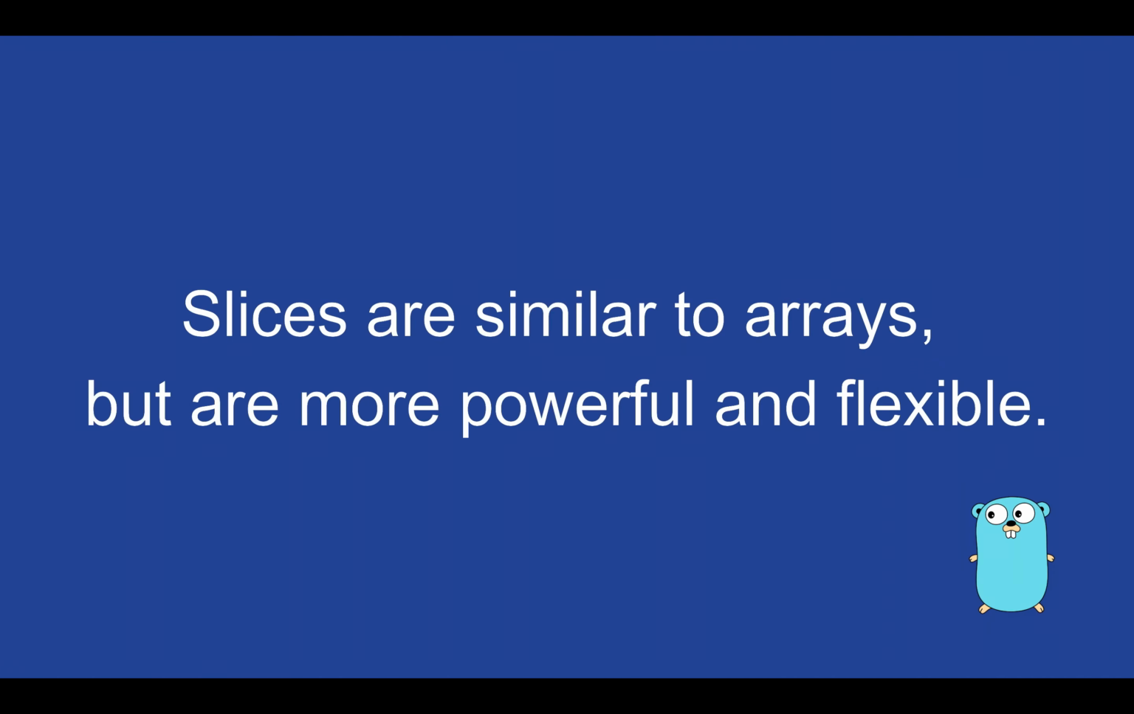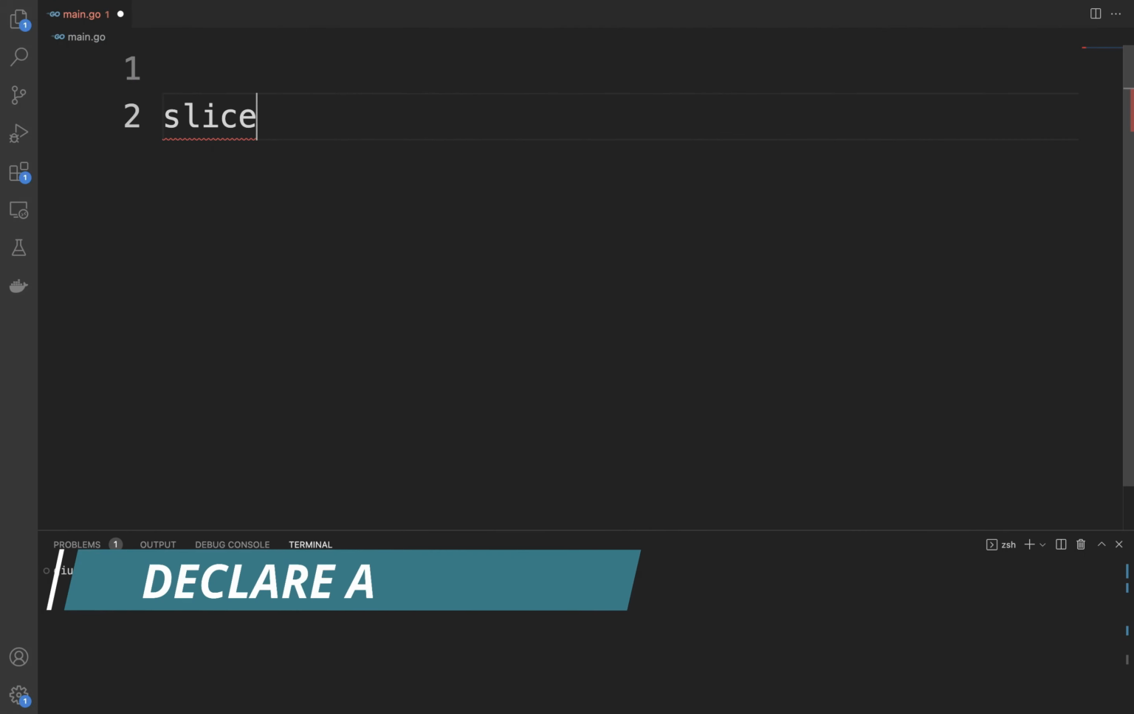Slices are similar to arrays, but they are more powerful and flexible. Like arrays, slices are also used to store multiple values of the same type in a single variable. But unlike arrays, the length of a slice can grow and shrink as we want. In Go, there are several ways to create a slice. Let's see all of them.